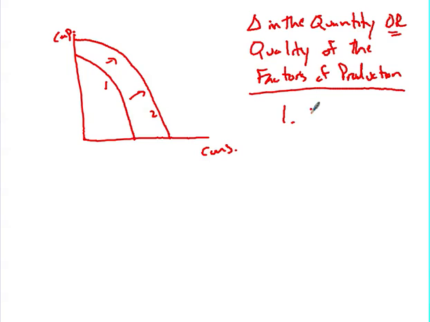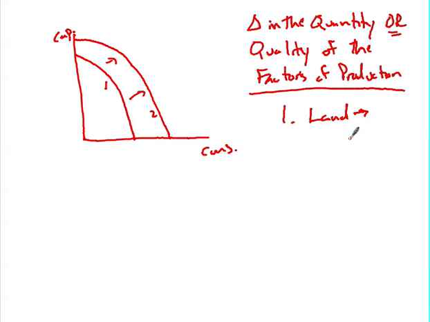So the first factor of production that we often talk about is land. And so let's say, how could we increase the quantity of land that we have? Well, there's not too many easy ways to increase the quantity of land. We could go to war and take over land. We could buy land. But that would be about the only two ways.